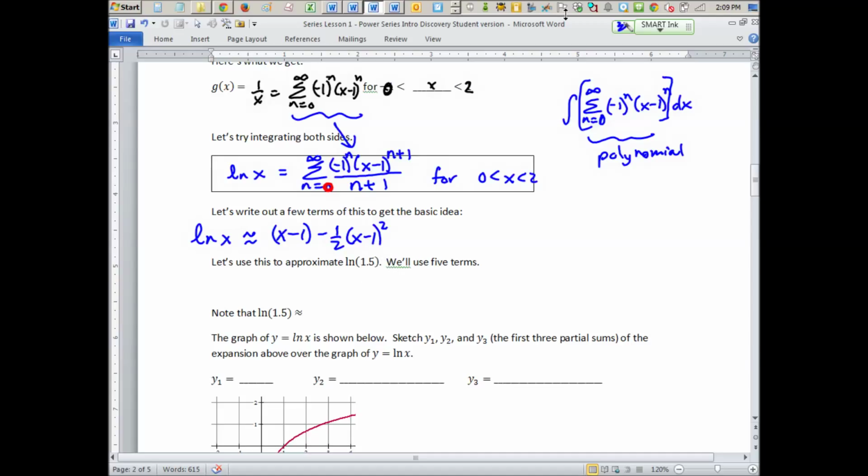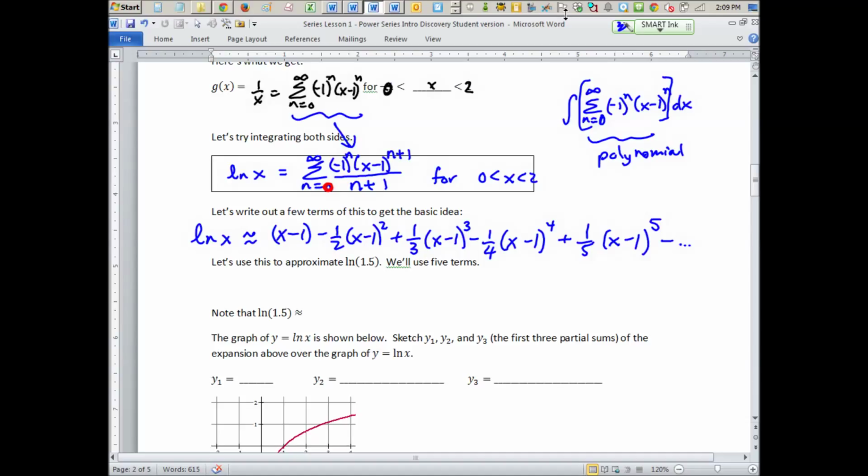Then the next term is going to go back to being positive. It's going to be 1/3 (x minus 1) cubed, followed by negative 1/4 (x minus 1) to the 4th, and then it'll go back to positive and so forth. And this goes on literally forever.